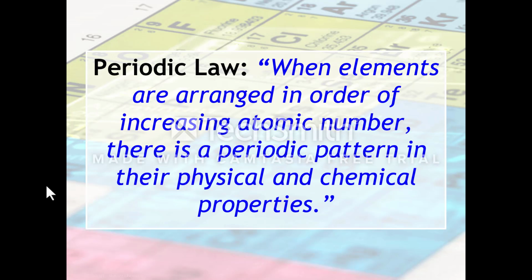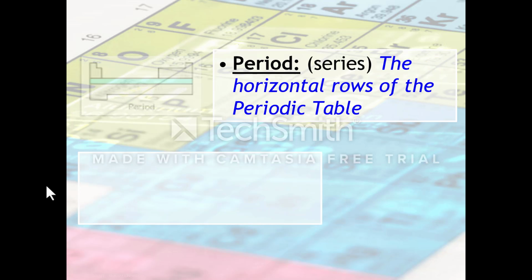Okay, so here's the periodic law. So when elements are arranged in order of increasing atomic number, we're going to see a pattern, a periodic pattern, and that's in physical and chemical properties. So what's a period? If you can see in blue right here, a period is going across. So this is your horizontal row of the periodic table. We call it a series.